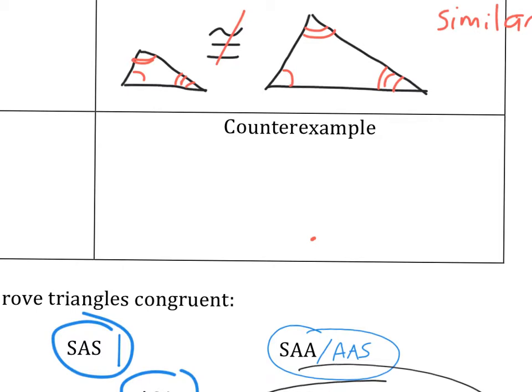Another example, if I had this side right here congruent to this side right here, and then I had this side congruent, and don't extend that bottom one out yet.